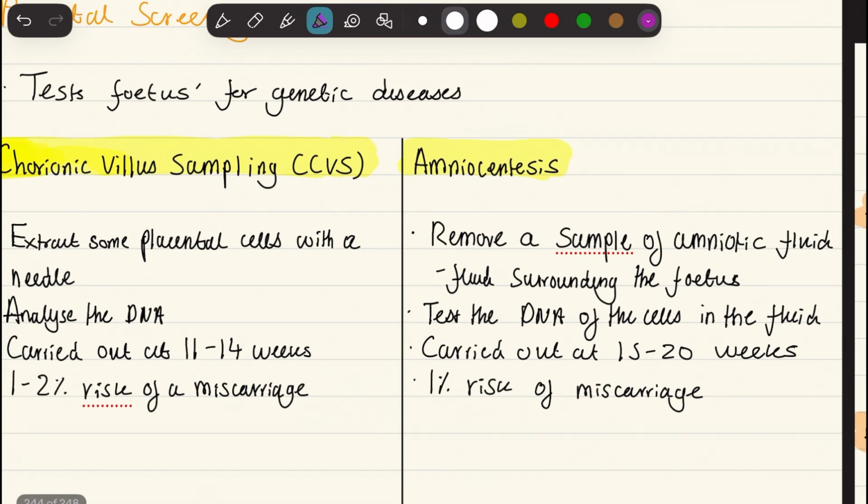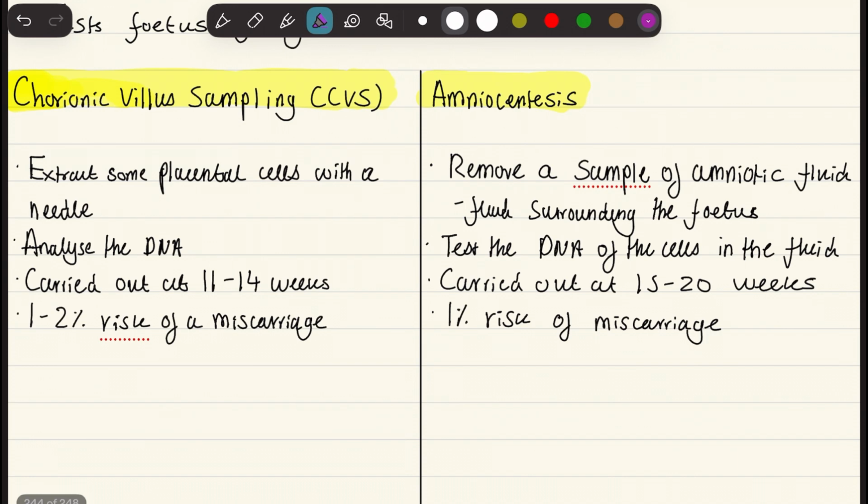Next, we have amniocentesis. What we need is the fluid that forms and surrounds your fetus. That's called your amniotic fluid. You can go through the abdomen, you can go through the cervix, but either way, you get a sample of amniotic fluid, and there are cells in the amniotic fluid. We test the DNA of those cells. It tells us the same information as CVS, although some diseases can be picked up on one and not the other. We carry this out later because we need time for the amniotic fluid to develop. So 15 to 20 weeks is safe. Again, you might see it differently in the textbook. This one has a lower chance of a miscarriage, only 1% this time, because we are not getting as close to the fetus, so there's less chance of us causing damage.